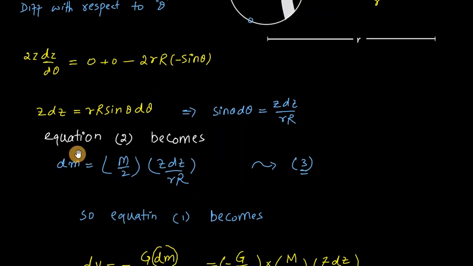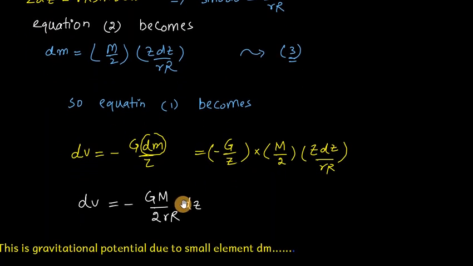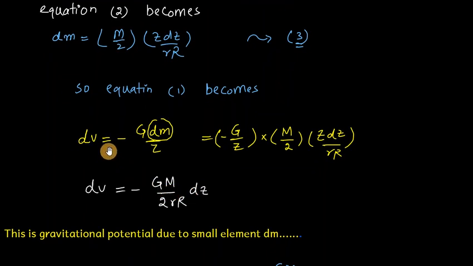we obtain the mass of the small element dm equal to this one. Now putting this into equation number 1, as we know that the gravitational potential due to the small element dm is this one. Now putting the value of dm from here, and by simplifying, we obtain the gravitational potential due to dm equal to this one. This is the gravitational potential due to the small element dm.